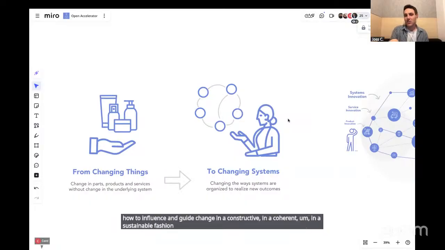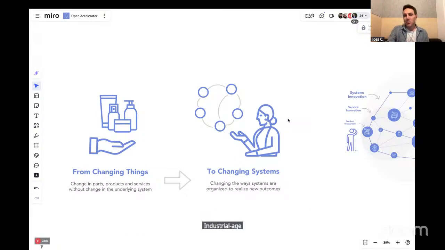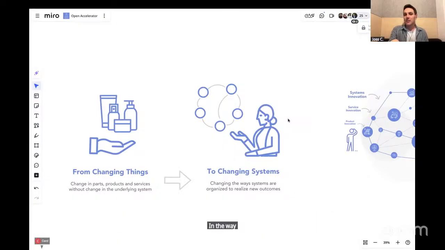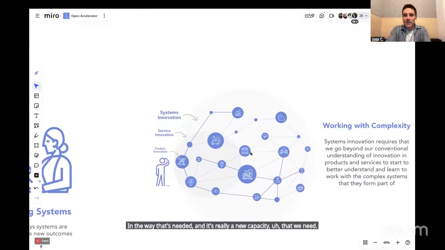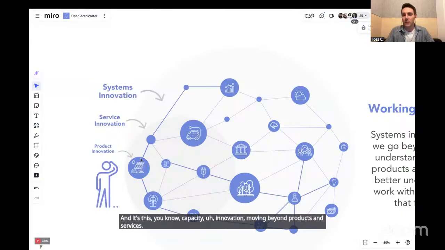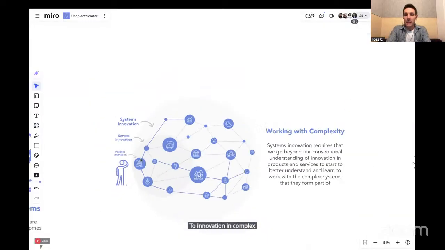to enable transitions, from one industrial age energy grid to a sustainable post-industrial age energy grid, from the education system of the industrial age that we know is not working for us to something new. We've never figured out how to really do those kinds of transitions at scale in the way that's needed, and it's really a new capacity that we need. And it's this capacity: innovation moving beyond products and services to innovation in complex systems.